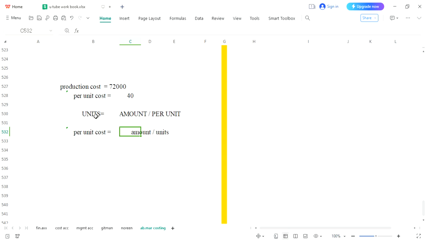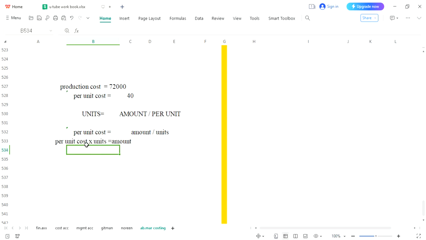We have a formula for the units, we have a formula for the per unit, and let's solve it for the amount as well. Units are divided over here. When you take it to the opposite side, what would happen? The sign would be changed. Per unit cost is already present over here. Now you are taking your units to the opposite side, so it would be multiplied by units, and what would be left on the right side? Only amount.